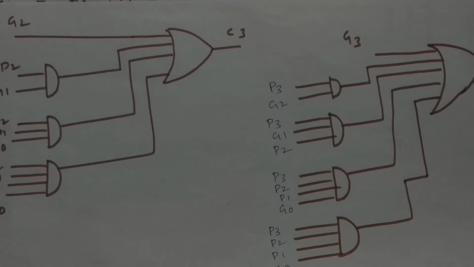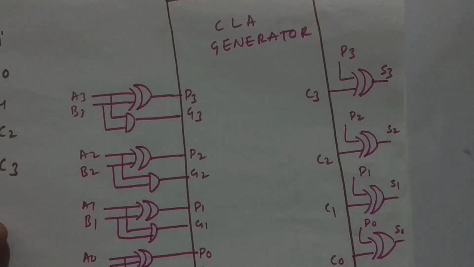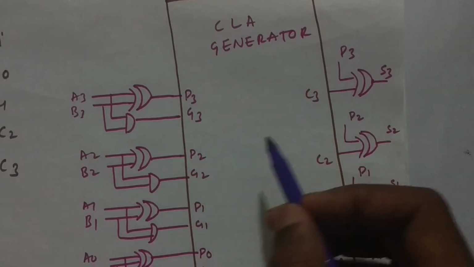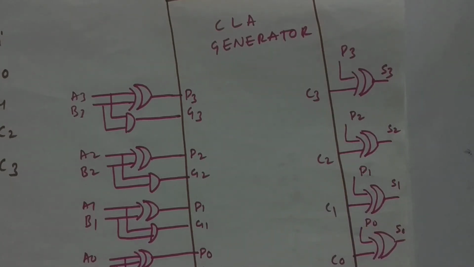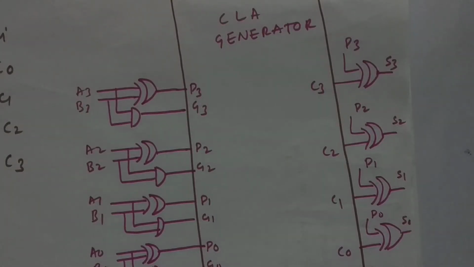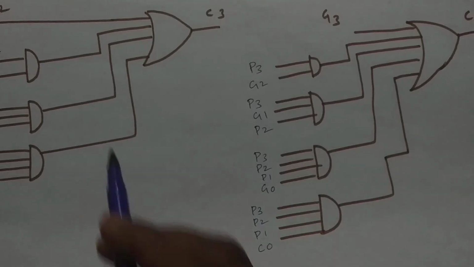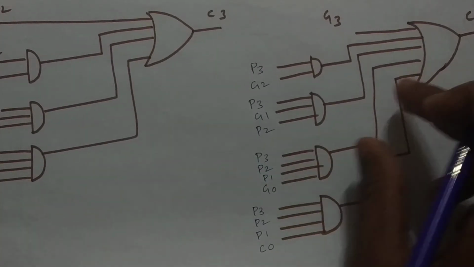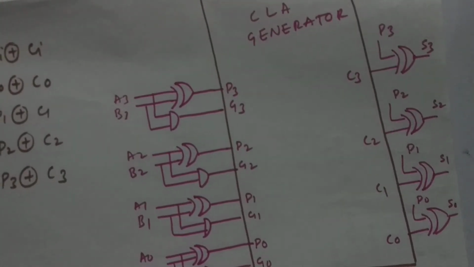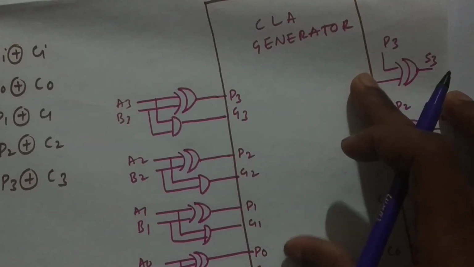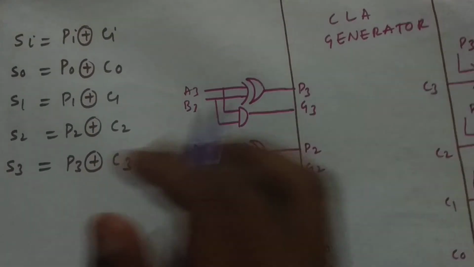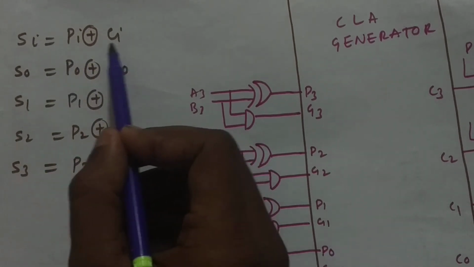Propagation delay is reduced and the number of gates is increased. So this is our carry-lookahead adder generator. As you can see, the internal diagrams which I have shown: C1 will look like this, C2 will look like this, and C3 and C4 I've shown you already. All these AND gates and OR gates are present in the carry-lookahead generator, which is a block diagram. Sum is generated like this: Pi XOR Ci.